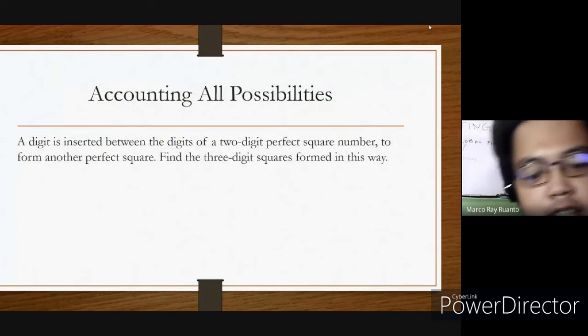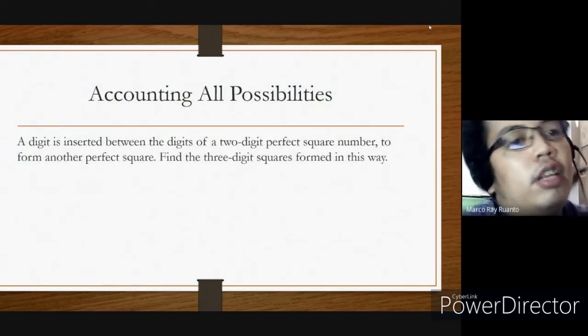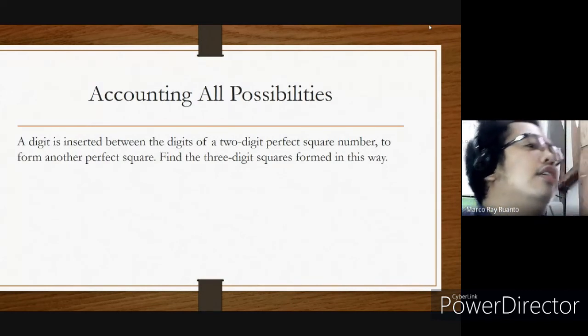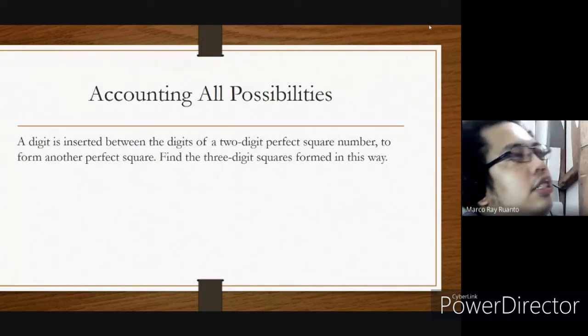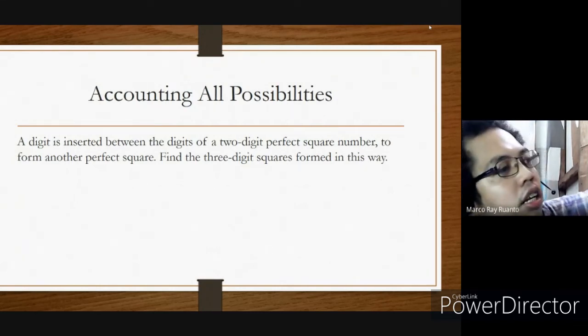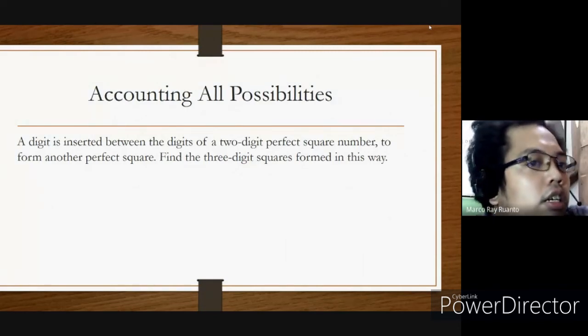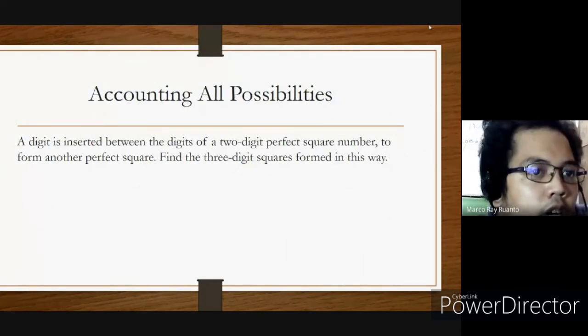Okay, next strategy is accounting all possibilities. Accounting all possibilities is simply listing all the possibilities. You just simply list all the possible occurrences.